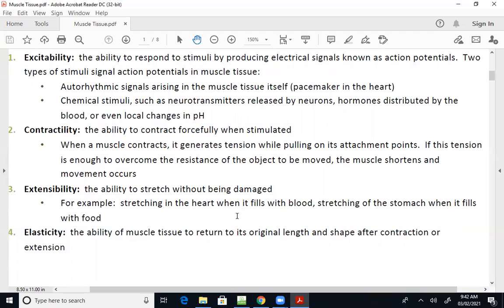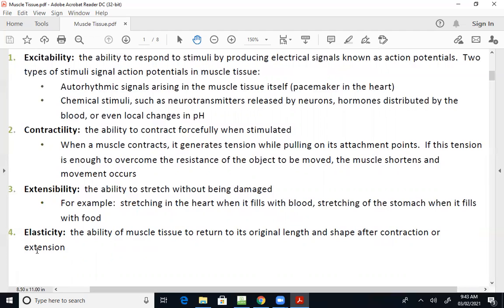And once again, we're dealing with all three types here. So the example here, stretching of the heart when it fills with blood, stretching of the stomach when it fills with food, that would be cardiac muscle, smooth muscle. And then we've all stretched our skeletal muscles as we took PE class and that kind of stuff growing up. Think of your muscle like rubber bands that have the ability to stretch, but then when you let go of that rubber band, what happens? Snaps back. And that's what elasticity is, the ability of the muscle tissue to return to its original length and shape after contraction or extension.